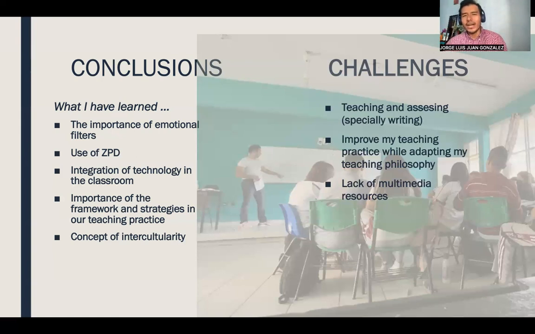Now, on the other hand, we have the challenges. Teaching, obviously, and assessing, sorry, focusing on writing. Writing is not a piece of cake for grading, and with beginners it is more challenging, because, as I told you, I put a lot of emphasis on the emotions of my students, so I have to be very careful about how I grade their work. So I am still working on that.